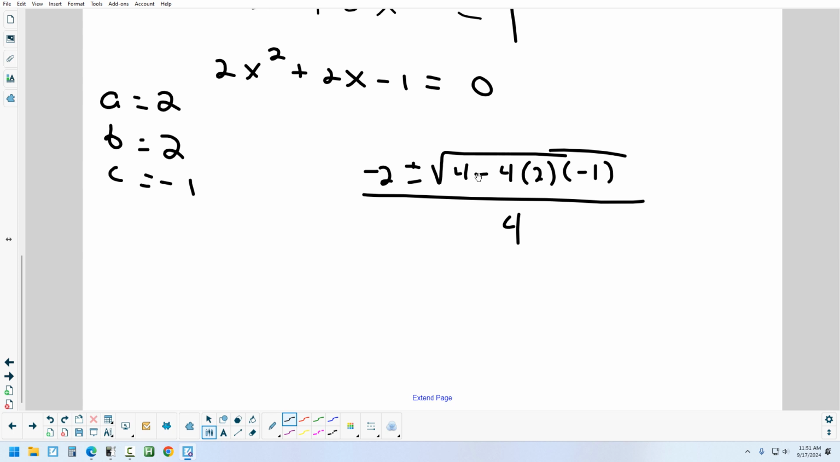Now, we're going to be subtracting a negative number. So subtracting a negative turns into what? Turns into positive. So might as well just do that right now. And what's 4 times 2 times 1? 8 plus 4. Well, Everett, what does that give me under the radical? 12.